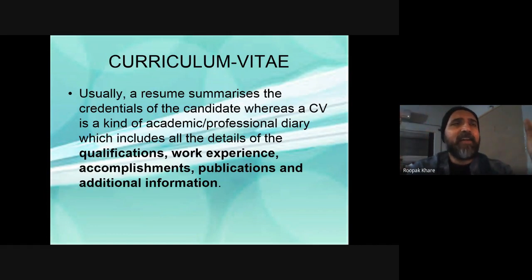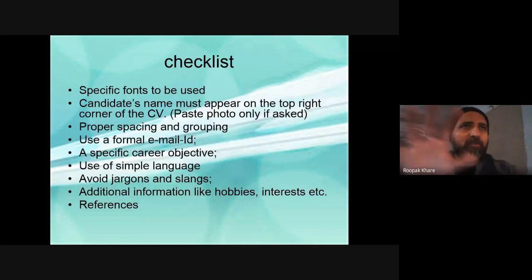So, if there is a candidate, he might be already working somewhere, right? Or he might have an experience of that field where he is applying. Whereas CV is usually purely academic. So students who have just completed their studies usually talk about the curriculum, what they have done in their academics, and all that becomes a part of their CV, curriculum vitae: the qualifications, work experience, accomplishments, publications, additional information, all that, right? So that's how the two are different.